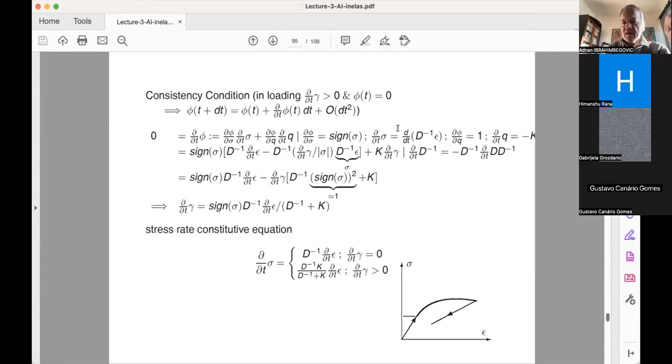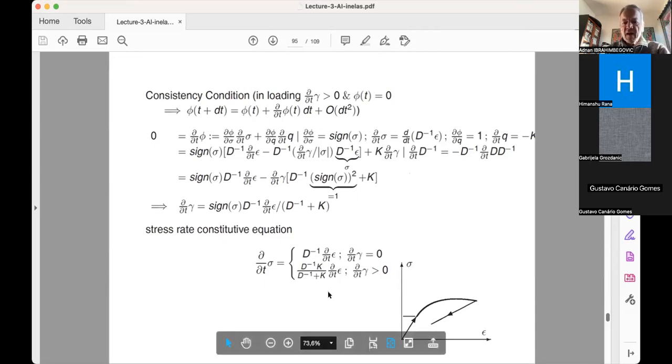Now the only trick is that I need to work a little bit more because I have epsilon equal to d times sigma, so sigma equal to (d minus 1) times epsilon. When I compute the derivative, I have (d minus 1) dot. I have to know what it is because I only have d dot. So I can come back and simplify this when we come back. But the idea is that from that one I get my gamma dot. And finally, go back to the stress rate constitutive equation to say that sigma dot is (d minus 1) times epsilon dot when gamma dot is equal to 0. That means when I'm in the elastic process.